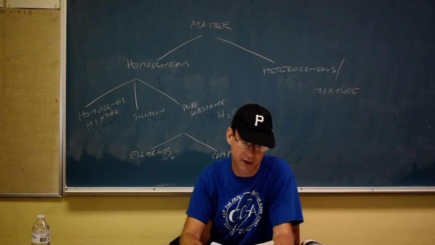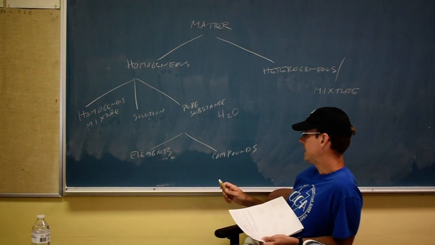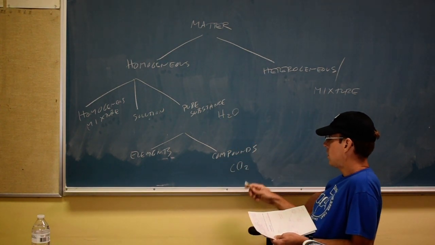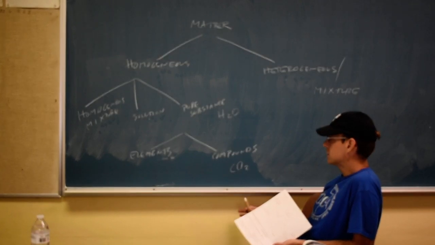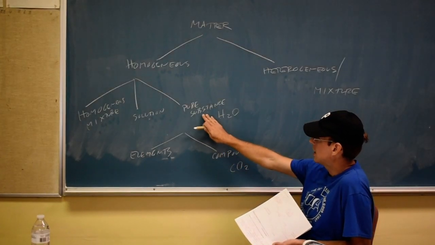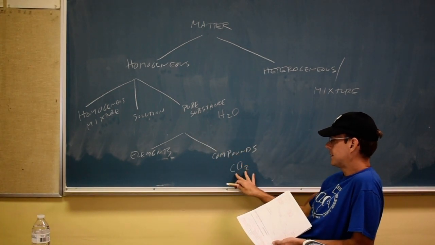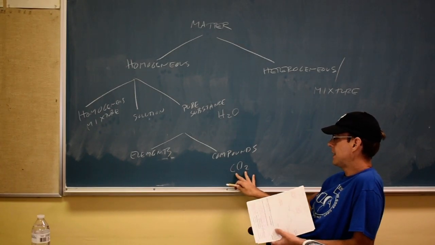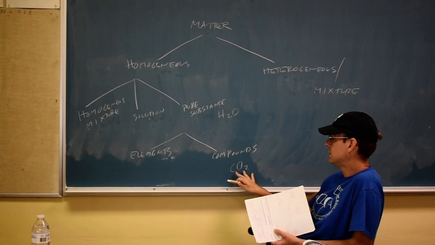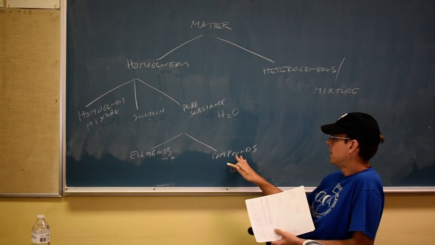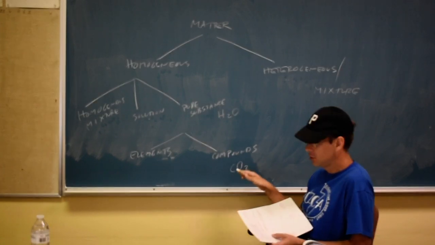But compounds are a pure substance that can be broken down into simpler substances, like CO2 is a compound. CO2 could be broken down into carbon and oxygen. It's a pure substance because it's a set formula. It can't be CO2.5. Like it's just CO2 is CO2. It's got to have one carbon for every 2 oxygens. But it could be broken down into its pieces.